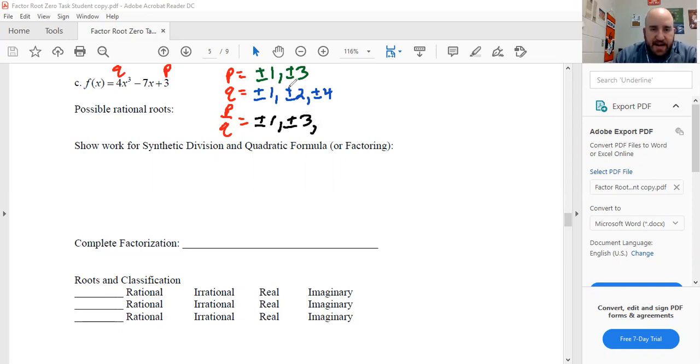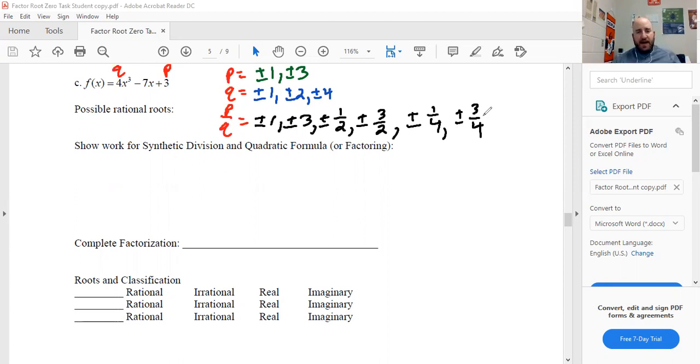Then I got to say, all right, now I got to do 1 divided by 2. 1/2. You can leave it as a fraction. 3 divided by 2. 3/2. You can leave that one as an improper fraction. 1 divided by 4 is 1/4. And then 3 divided by 4 is 3/4. So all my possible rational roots, again, rational, ratio, fraction. Fractions are possible rational roots. So that's the first difference.